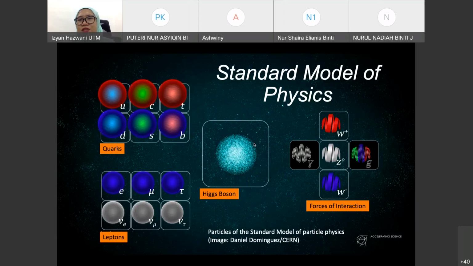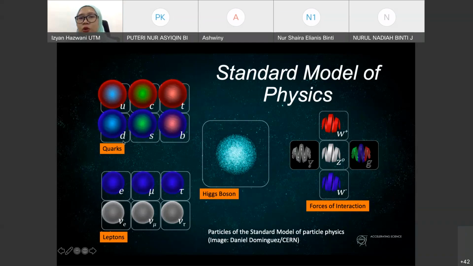You might know this is the standard model of physics. As physics background, you must have seen this at least once within your study. In the standard model of physics we have 3 sections. The first section is quarks. Quarks consist of 6 flavors: up, down, charm, strange, top, and bottom. They call quarks flavors, not types.